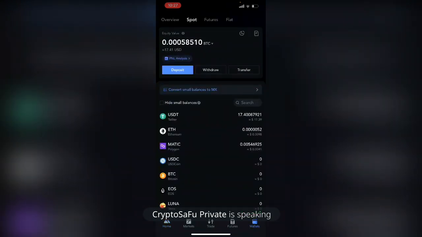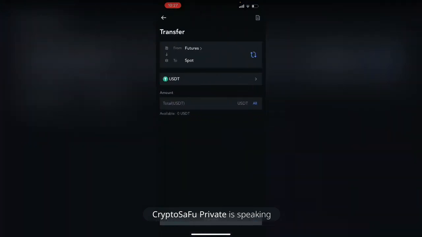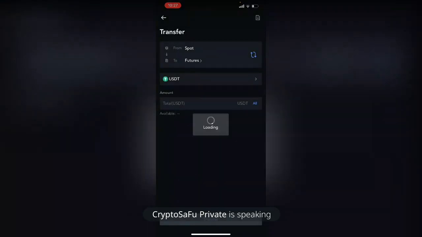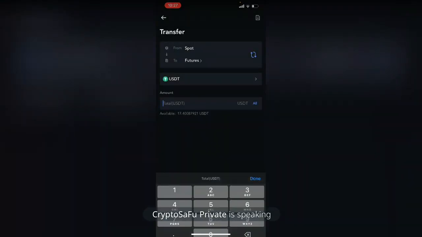So how much do I have on my spot wallet? I have $17. Then I'm going to move $10 to my future account. So let's do a transfer from my spot to futures.